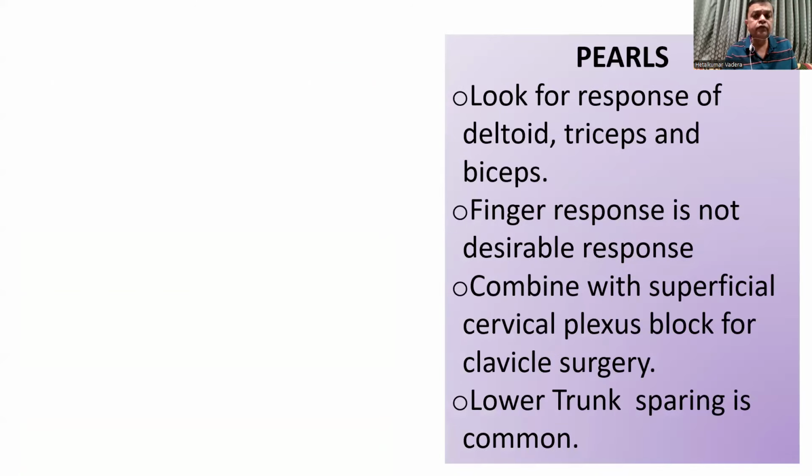Some pearls: look for response of the deltoid, triceps, and biceps. That is the desirable response. You can inject with response of pectoral contraction, but success rate is lower. Finger response is not desirable. You can consider it in the lower interscalene block, but it is a good response for supraclavicular block rather than interscalene block. Combine with superficial cervical plexus block for clavicle surgery and even for shoulder surgery to provide complete analgesia, and the lower trunk will be spared in most of the cases if you are using 15 to 20 ml. So you cannot use this block in elbow surgery or below elbow surgery. So be careful about it.